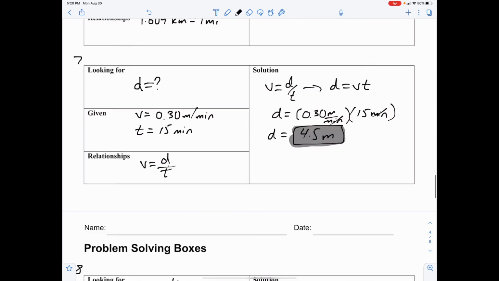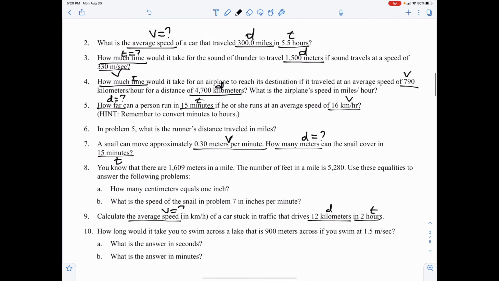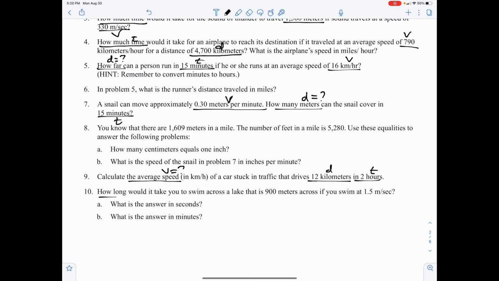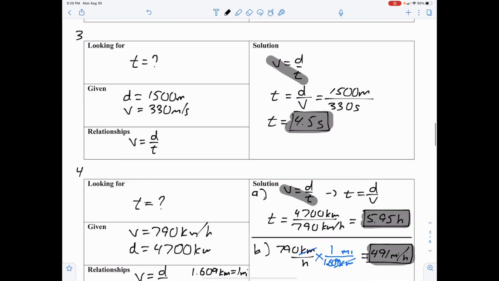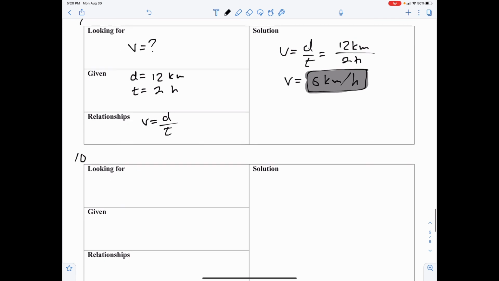And in question number 10, it said, how long? Well, how long is time? How long would it take to swim across a lake that is 900 meters, that's the distance, if you swim at 1.5 meters per second? That would be speed. We want the answers in seconds, and then we'll convert it to minutes. So we're looking for time. Distance would be 900 meters. Velocity would be 1.5 meters per second.